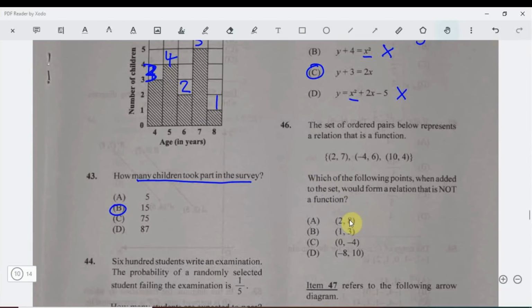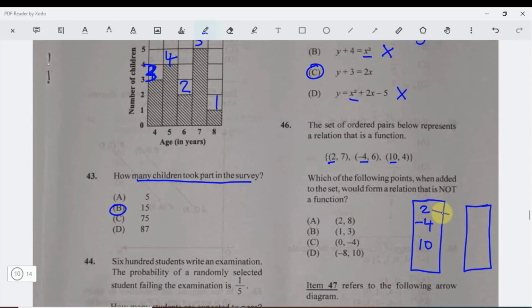Here it is. Well, let's see. 2, 8. That's okay, because we see 2 being mapped to 7. So remember, it is not a function when what happened? A function is when each element in the domain maps to only one element in the range. So if we were to just do something like this so you can see what's happening, the domain numbers are 2, -4, and 10. 2 maps to 7, -4 maps to 6, and 10 maps to 4, right?